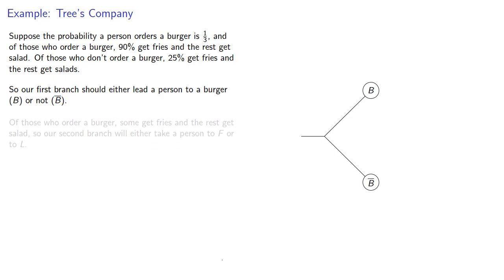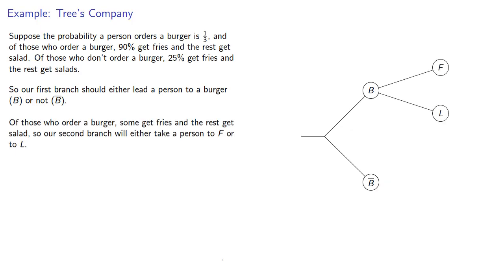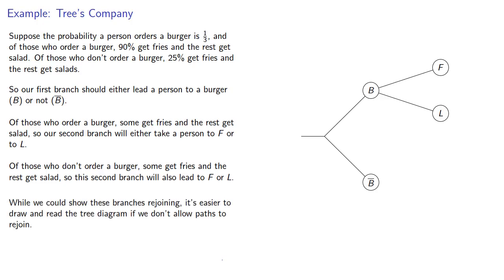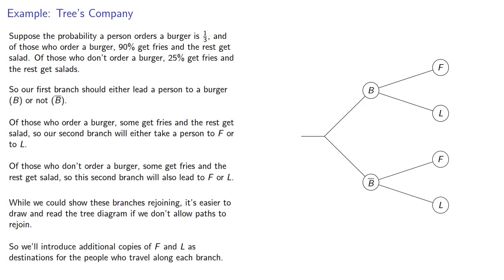Now, of those who order a burger, some get fries and the rest get salad, so our second branch will take a person either to F or to L. Of those who don't order a burger, some get fries and the rest get salad, so the second branch will also lead to F or L. Now, while we could show these branches rejoining, it's easier to draw and read the tree diagram if we don't allow paths to rejoin. So we'll introduce additional copies of F and L as destinations for the people who travel along each branch.